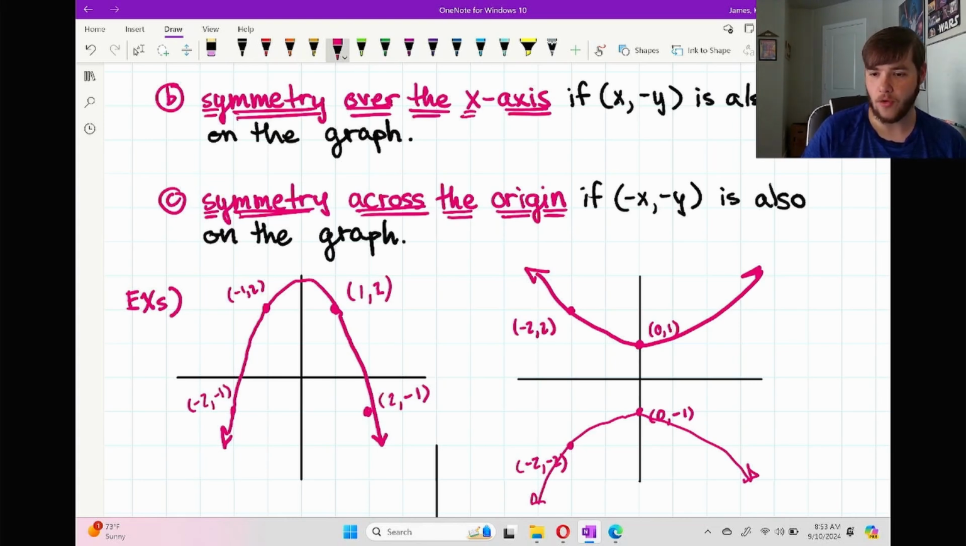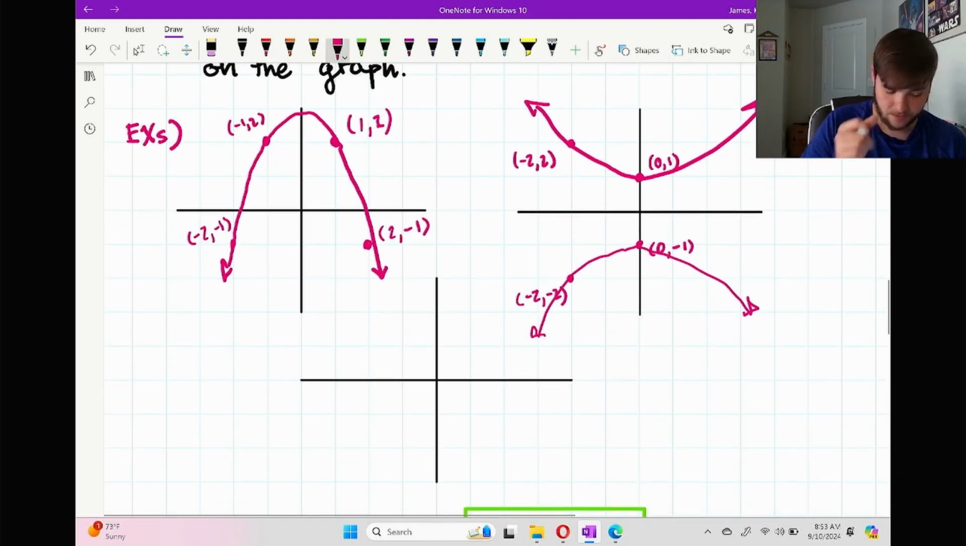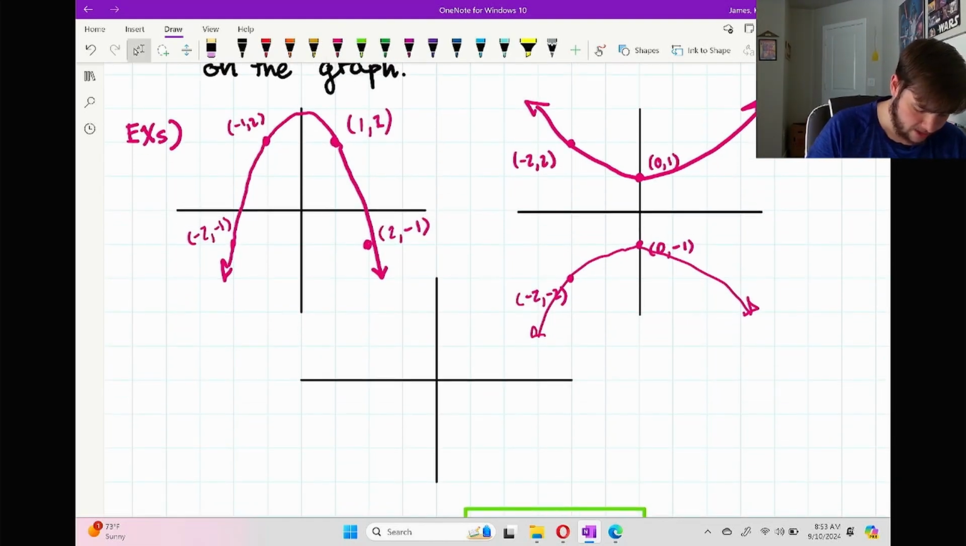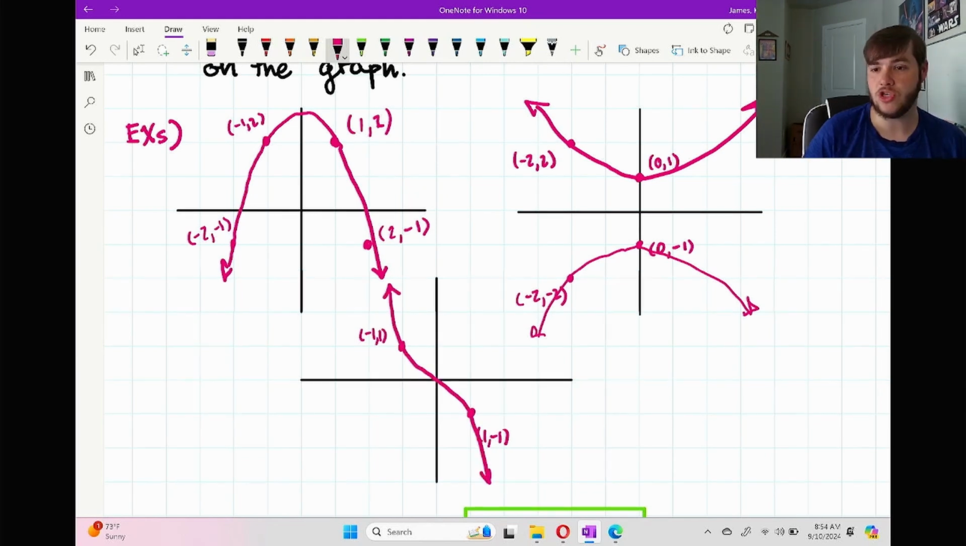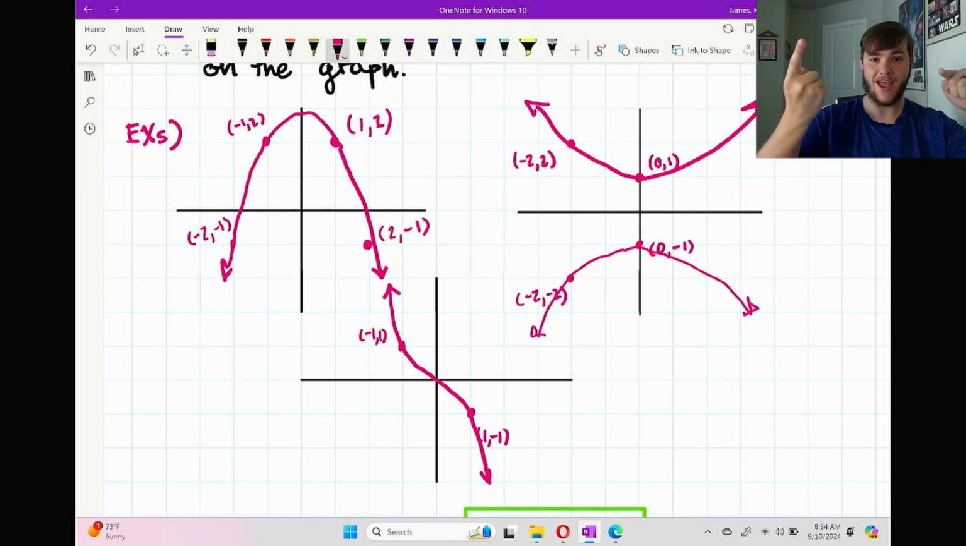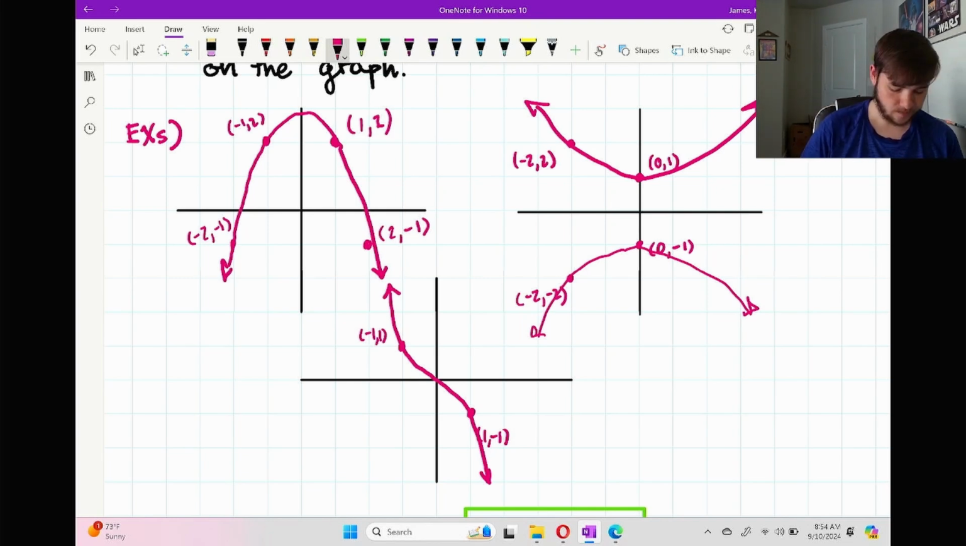Similarly, symmetry over the origin would be combining the two. So if I've got, let's say, (-1, 1) on my graph, then flipping both signs, (1, -1), should also be on the graph. And so something like this has symmetry over the origin, where it looks like if we folded it over the x and then y-axis, it would line up together.